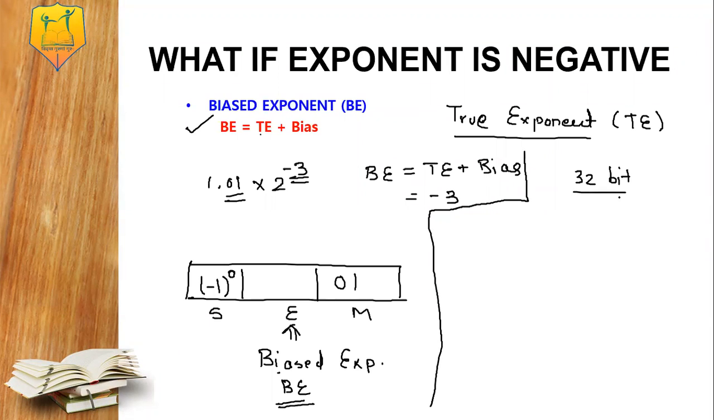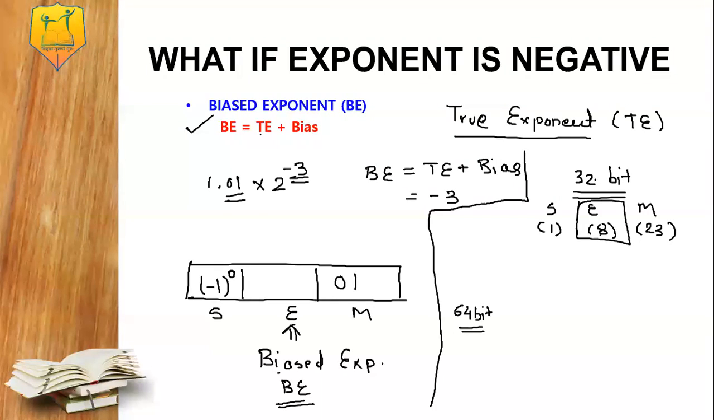Okay, the first format is the 32-bit format and the next format is the 64-bit format. Now in the 32-bit format, we saw the SEM pattern. For the SEM pattern, the bit format is 1, 8, and the rest is 23. Here it is my true exponent, not my biased exponent.